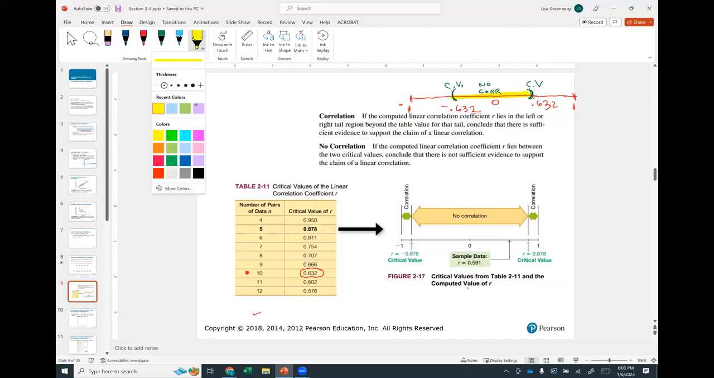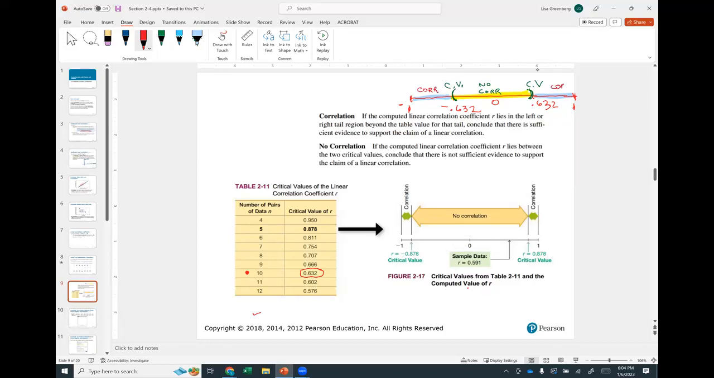If it lies outside of the critical values here and here, this means that we do have a correlation. We probably have a correlation. So this is correlated, and this is correlated. That's what this graph is saying.